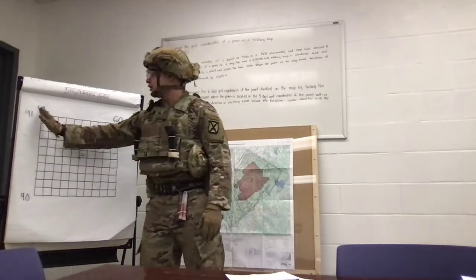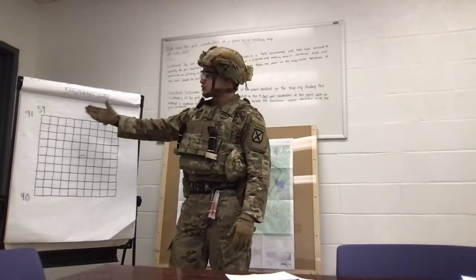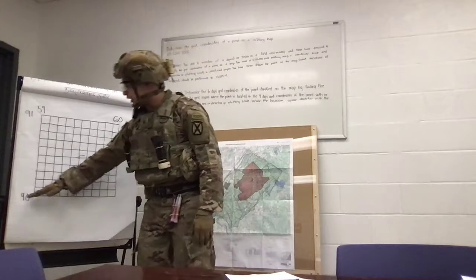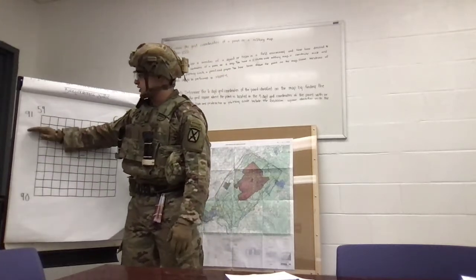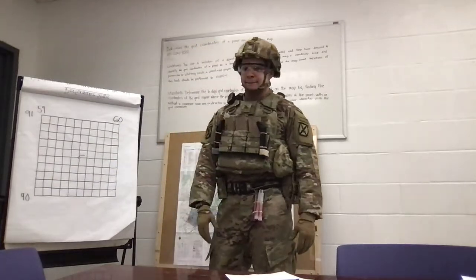So reading right, we know that 59 entails this entire grid. So the first 2 digits are going to be 59. Following that, we're reading up, as I had said. We have 90 to 91, which also shows that 90 has this entire grid. So your 4-digit grid is going to be 5990.